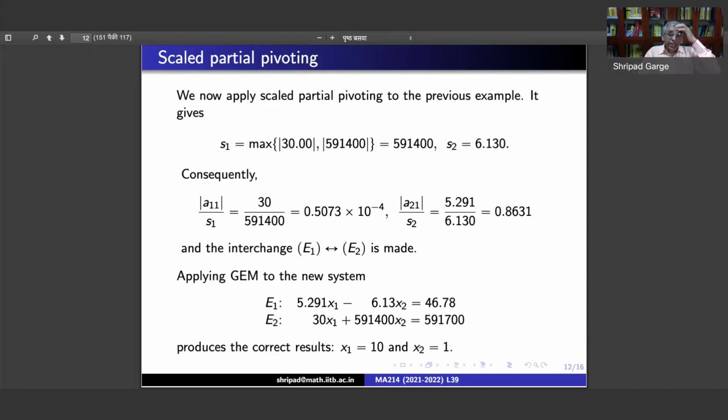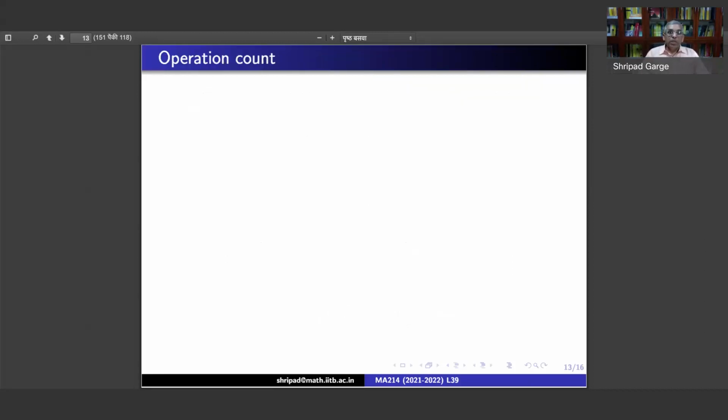But if your a_kk is very small, then round off error will come, and therefore you have to apply partial pivoting. But partial pivoting can also give you wrong answers because the scales are not considered. So we have to look at scaled partial pivoting, which will give you the correct answer in most of the cases. Okay, so now we have to look at the operation count.